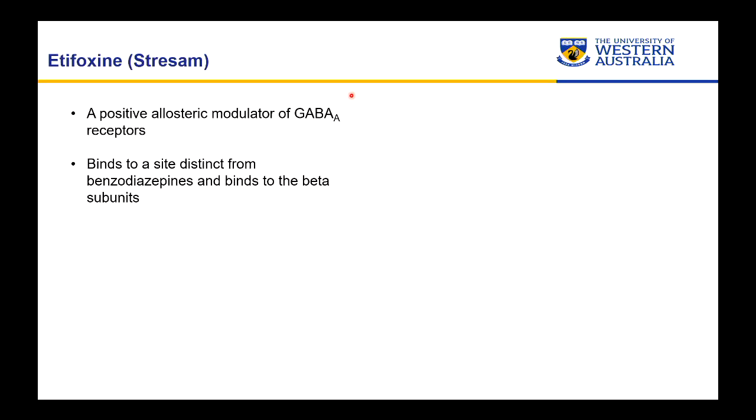So that's benzodiazepines. So there's another positive allosteric modulator of GABA A receptors. This is stressam, or the common name is stressam, but its chemical name is etifoxine. This is similar to benzodiazepine. It binds to the GABA A receptor, but it binds to the beta subunits. But again, it changes the inhibition of the GABA receptor as well.